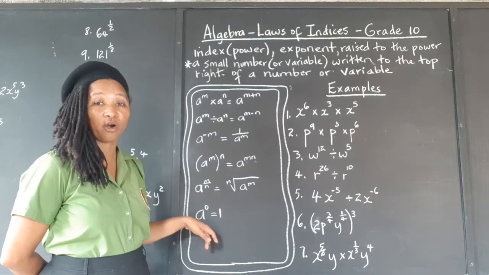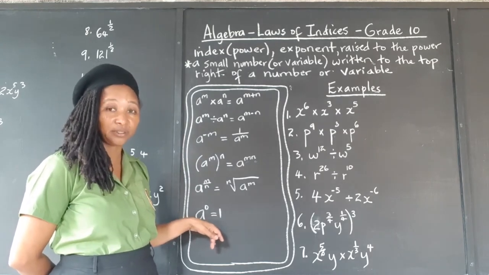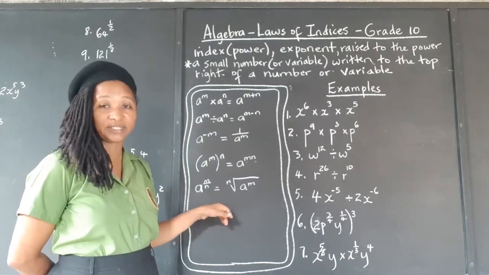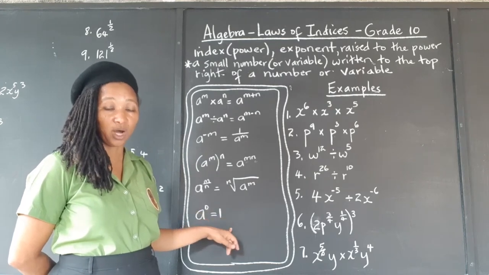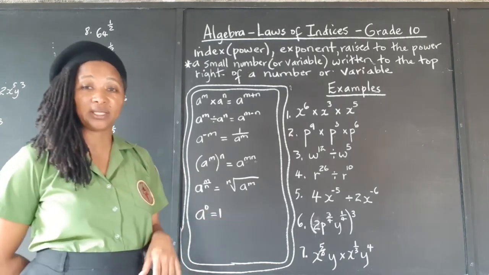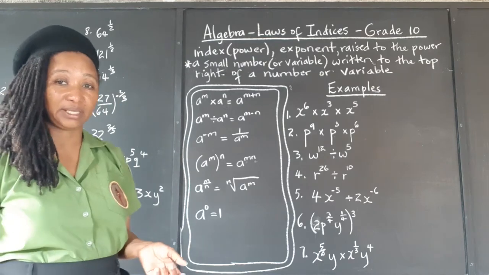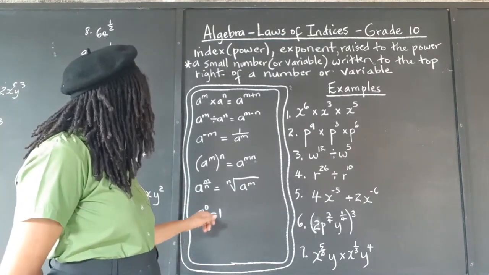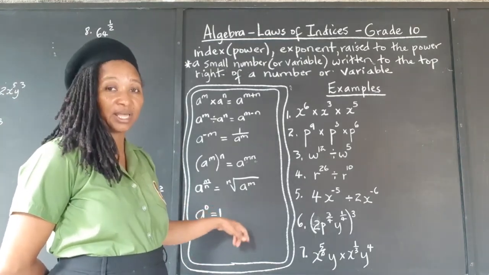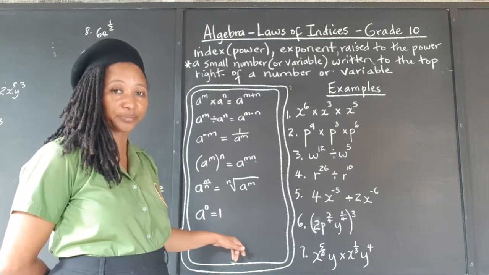Any number or variable raised to the power of 0 gives 1. It doesn't matter what the number is, it doesn't matter what the variable is. Once you're raising it to the power of 0, the answer is 1.